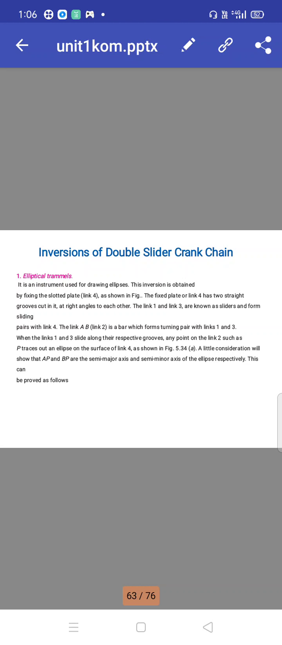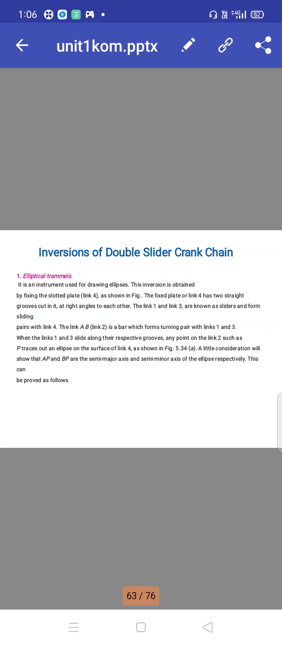It is an instrument used for drawing ellipses. The inversion is obtained by fixing the slotted plate. The fixed plate or link has two straight grooves cut in it at right angles to each other. The links 1 and 3 are known as sliders and form sliding pairs with link 4. The link AB is a bar which forms turning pairs with links 1 and 3.